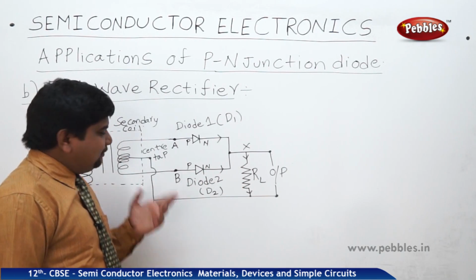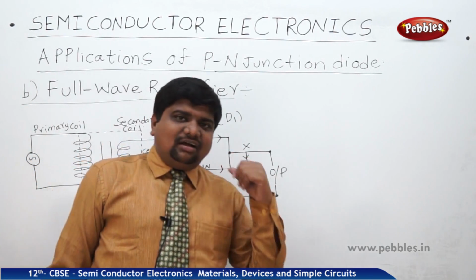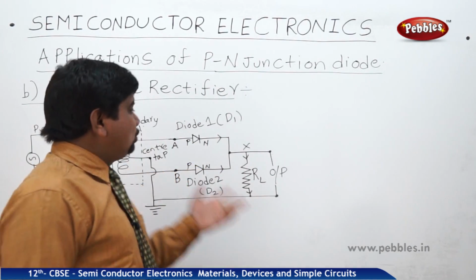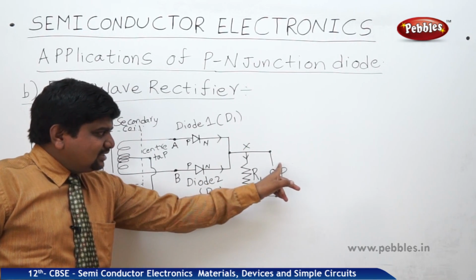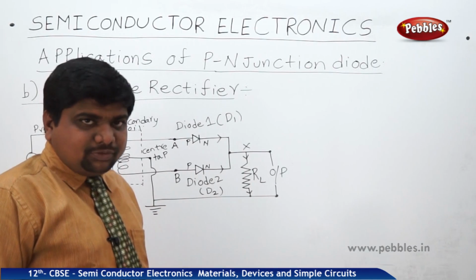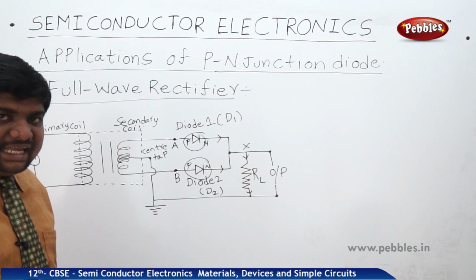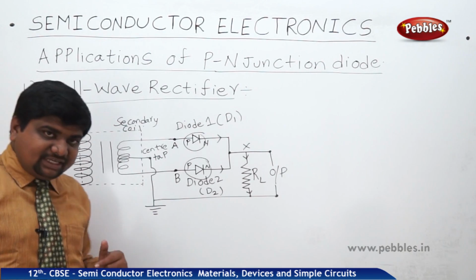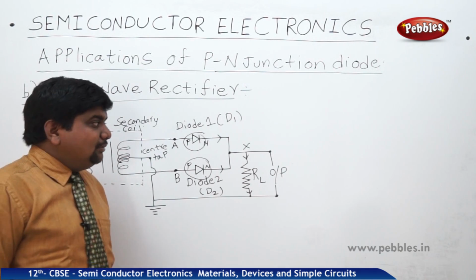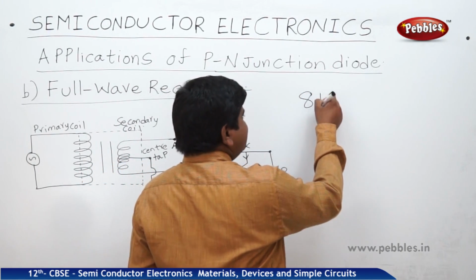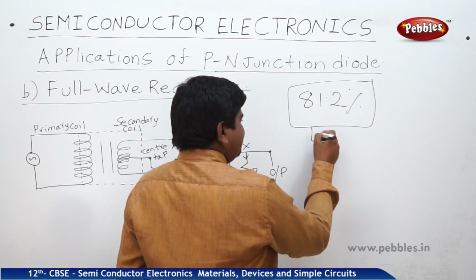In the positive half cycle, because of the center tapping, if this is closed, the current will pass through this one. So in both half cycles, positive or negative, the current is transferred across the resistor, and you will get the output. Diode 1 and diode 2 both act as rectifiers. There are two rectifiers, that's why it is called a full wave rectifier. This full wave rectifier converts mostly 81.2% to DC. This is the efficiency.